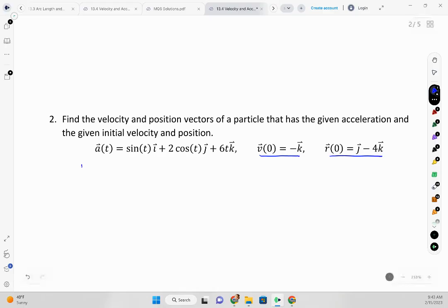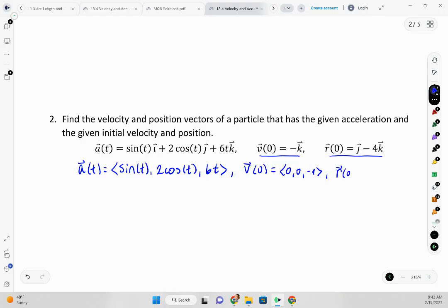I'm going to write all of these again just using the angle bracket notation because it's more comfortable for me. So my acceleration has components sine of t, 2 cosine of t, and 6t. My initial velocity has components 0, 0, and minus 1. And my initial position has components 0, 1, and negative 4. All right. So the very first thing, I want to find my velocity.